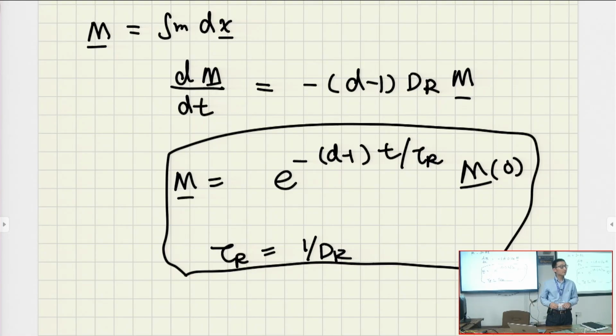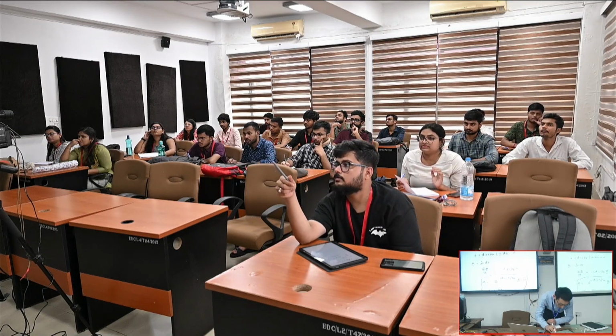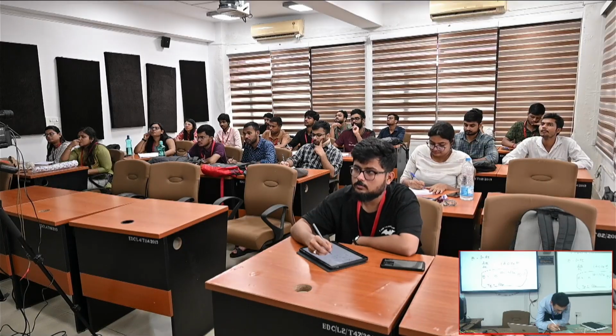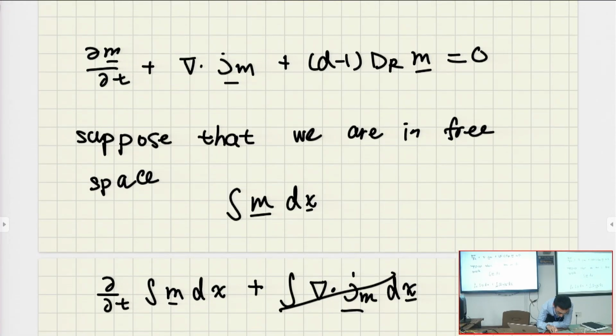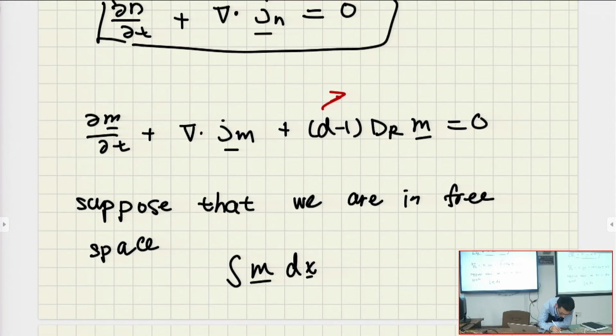Questions about this? Sorry? So small d, I guess there's a conflict of notation. The small d here is the physical dimension. So here d can be 2 if you're in 2D or 3 in 3D. Here is the equation.